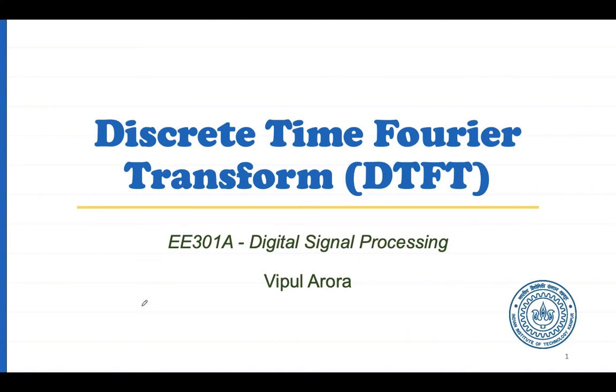Hi, in this video we are going to discuss discrete time Fourier transforms. So what are discrete time Fourier transforms? My signal is a discrete time signal x[n], and if I multiply it with a complex sinusoid e^(-jωn) with the frequency ω, and I sum over all the time indices n, then I get X(e^(jω)).